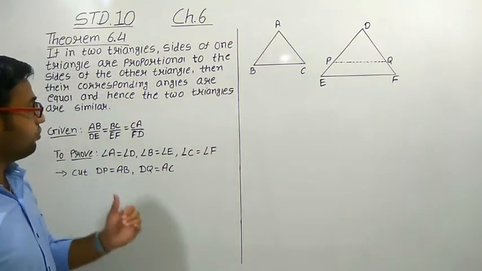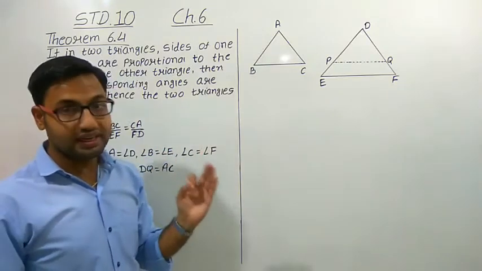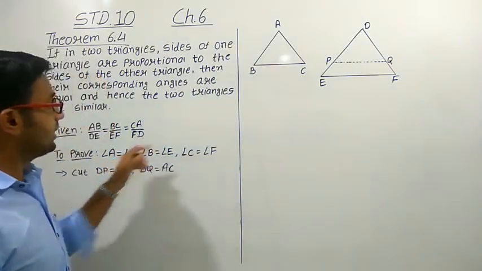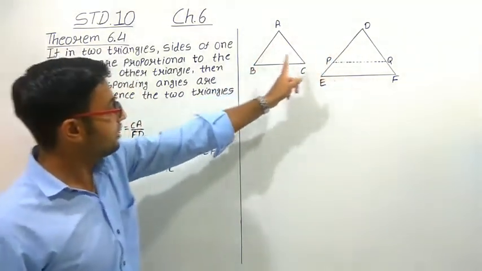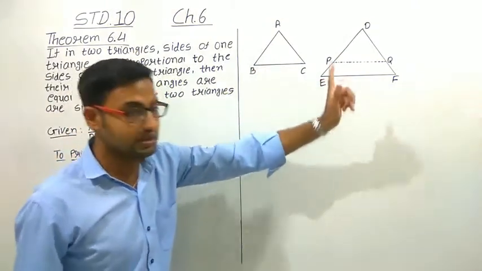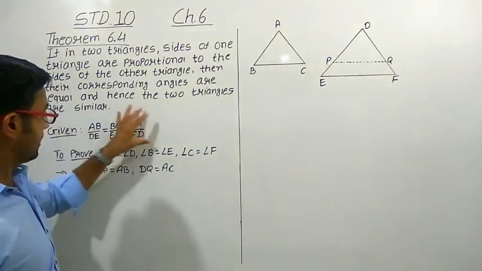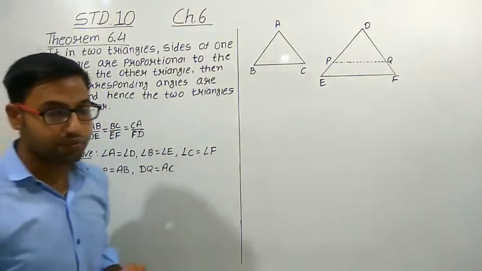Then we have to prove that their angles are also equal. Their corresponding angles are also equal. That means angle A must be equal to angle D, B is equal to E, and angle C must be equal to angle F. So this is the given condition, and this we have to prove.